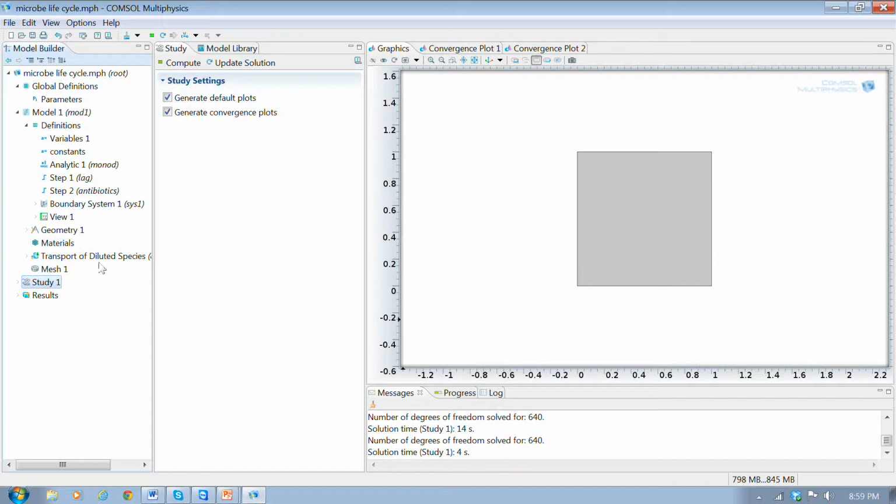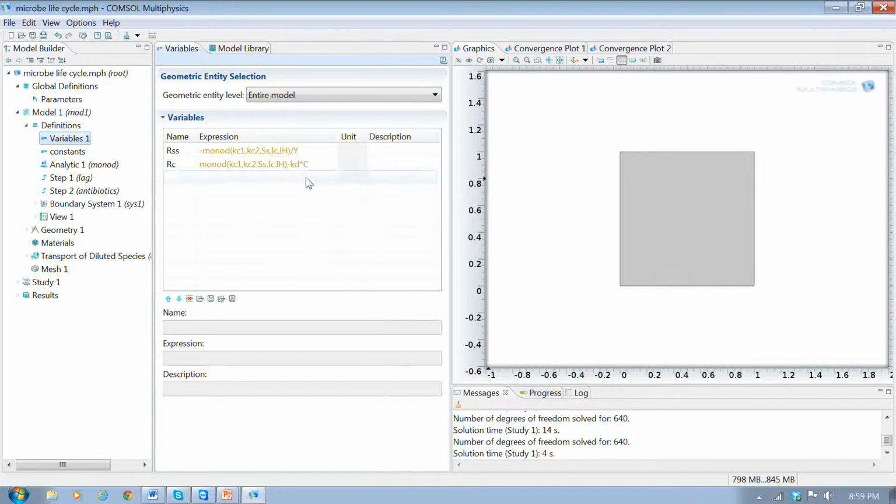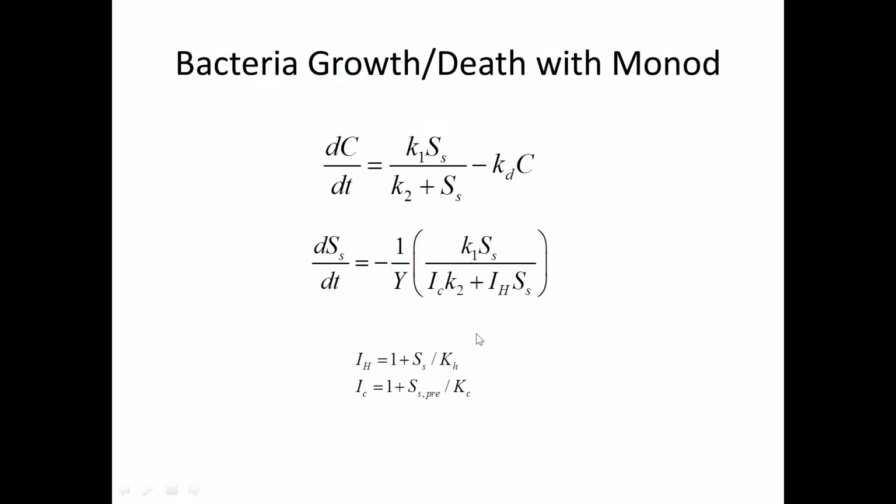And we have a model here that's using transport of diluted species, and the action is right here in the variables. I set this up a little bit different than the previous ones. For the Monod formula, what I did was to create an analytic function. So this is calling this analytic function that's described here, and this is the formula. It was the second formula that we saw in the PowerPoint right here.